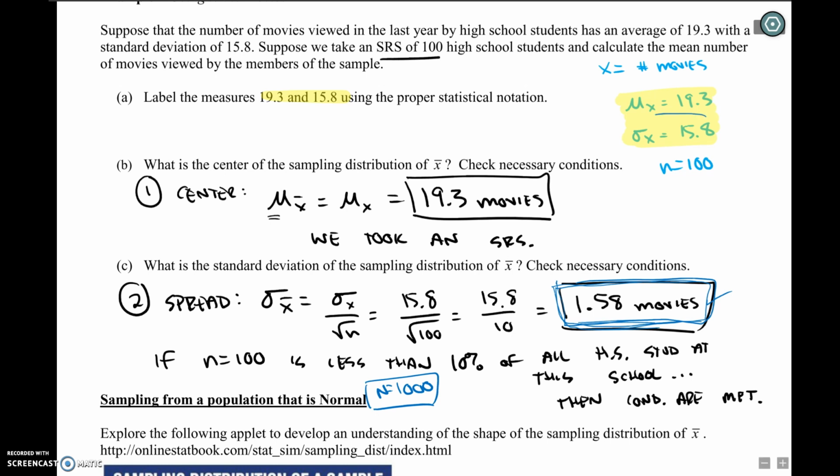So when I select an individual, the number of movies that they watch could deviate on average about 16 movies from the mean. However, when I take an average of 100 kids, those sample averages should only deviate on average by about 1.5 movies from the true population mean. So that means usually, on average, I'm about 1.5 movies away from the true mean. Now, I could be 2 or 3 movies away, or I could be half a movie away, or I could be right on. But on average, I'm going to be about 1.5 away. Okay?